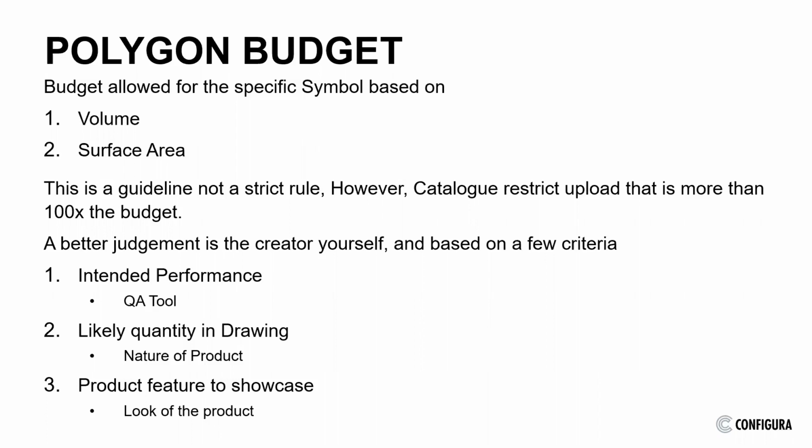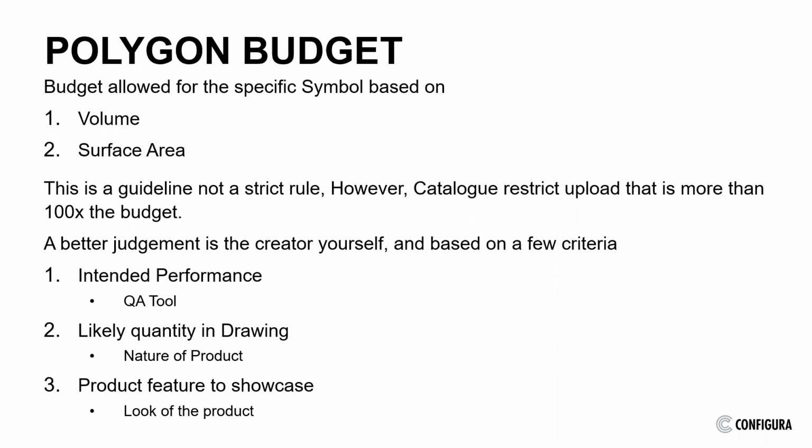And the second criteria is the quantity in the drawing. So this very much depends on the nature of the product. So if it's a special feature, if it's a reception desk that is very grand, most likely you're only going to have one of those in your drawing. So having it at a higher end of the polygon, it's fine. You might want to conserve the details.